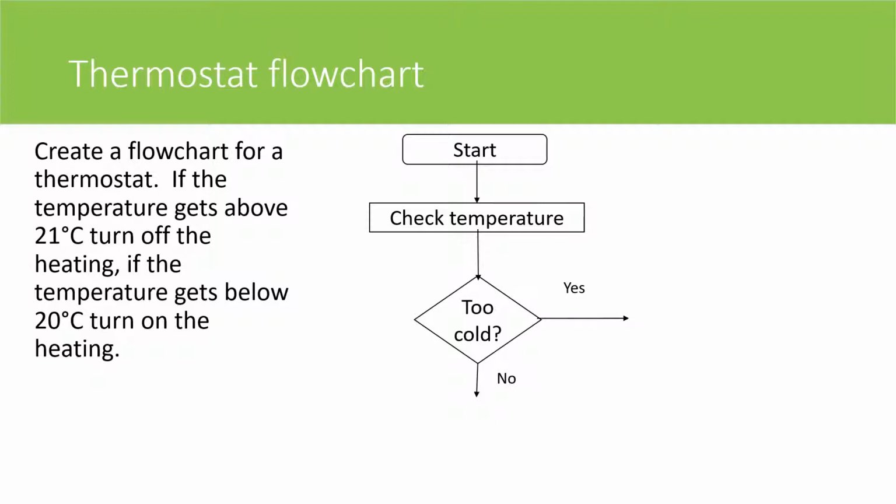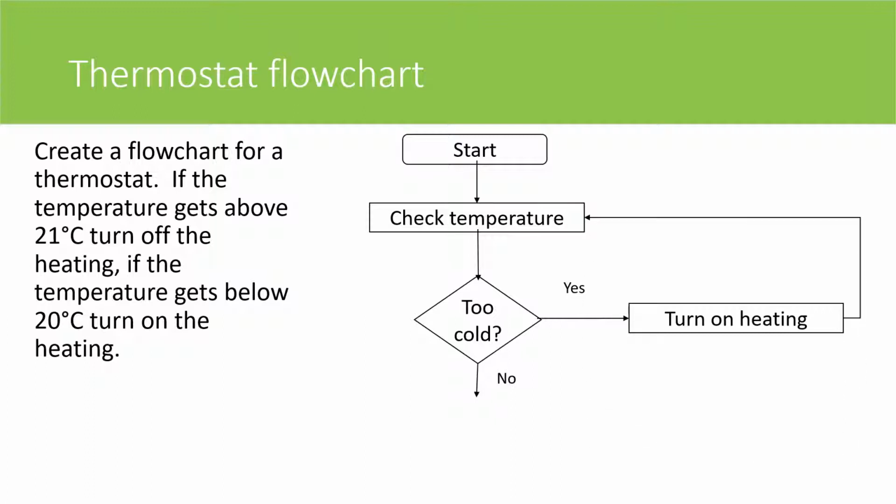The first thing we need to do is identify whether the temperature is too cold. If it's too cold, then we need to do something. If it's not too cold, then we need to do something else. If it is too cold, we need to turn on the heating. Once we turn the heating on, we need to go back and check the temperature. So we constantly go back in this flowchart to check the temperature.